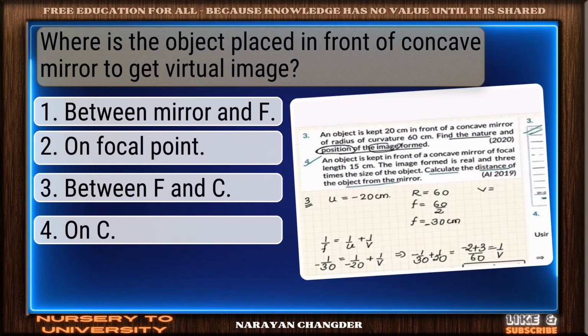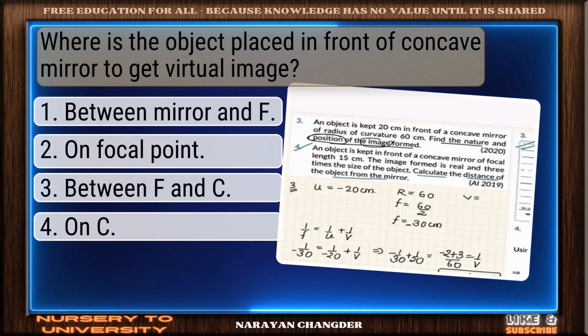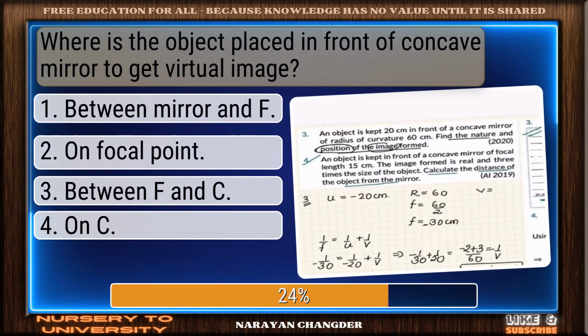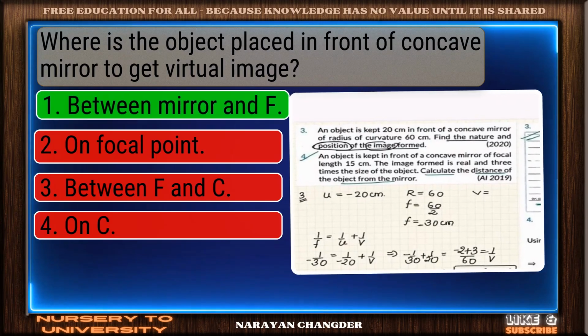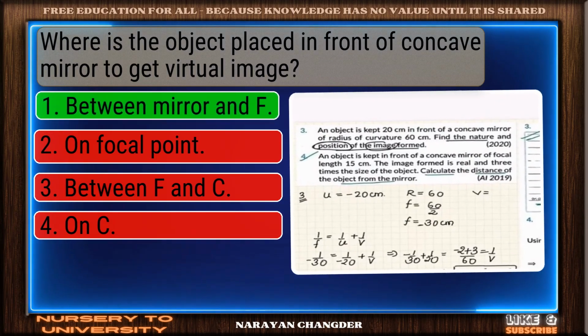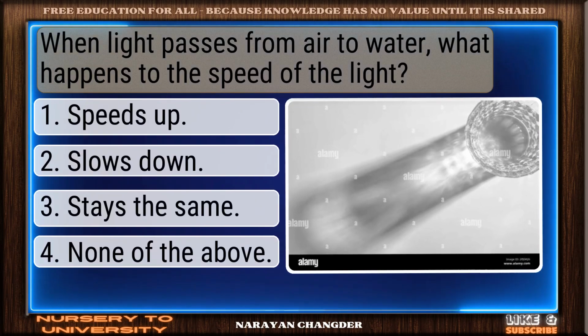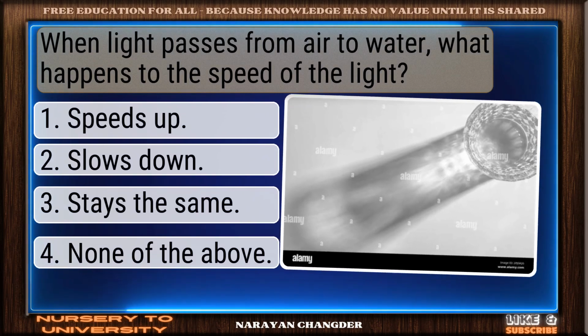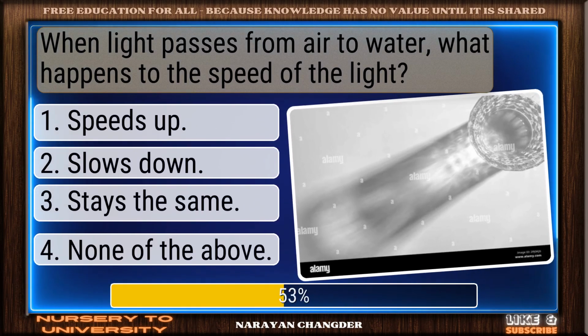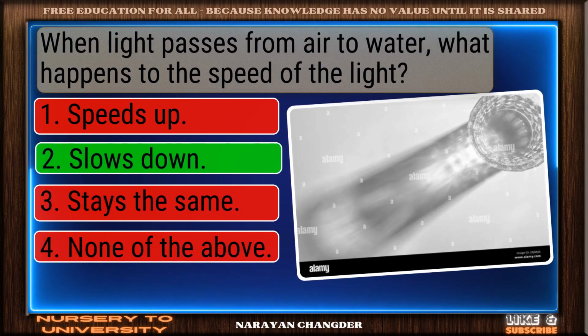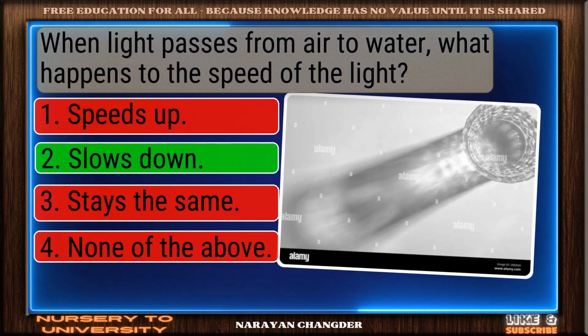Where is the object placed in front of concave mirror to get virtual image? Right again. Between mirror and F is a valid answer. When light passes from air to water, what happens to the speed of the light? You got it. Your choice slows down is right.